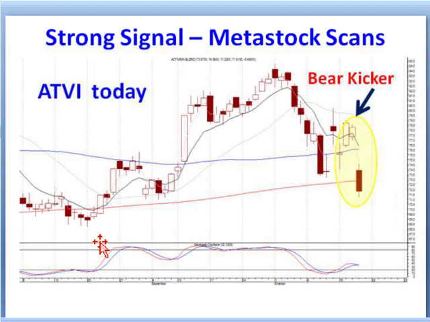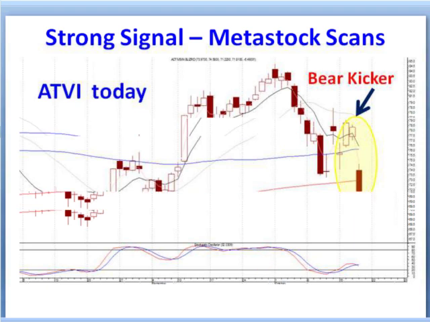So we've got approximately 16 or 18 high probability, what we call top rank signals and patterns. We can identify them visually. Metastock has, we've put the formulas in.